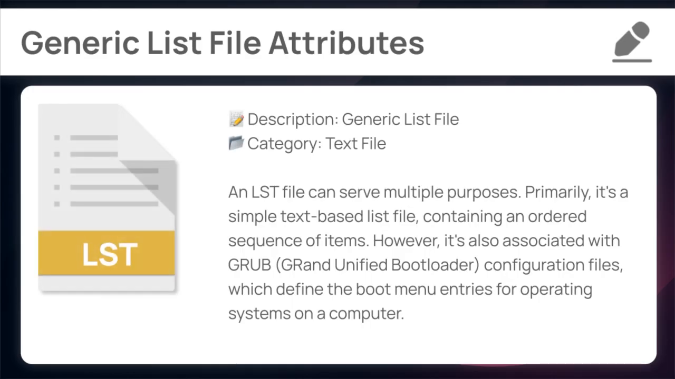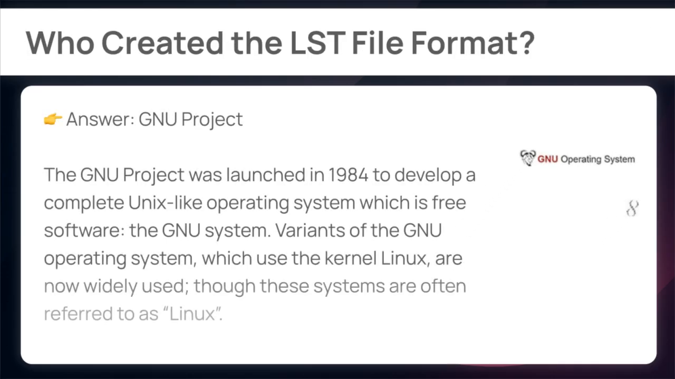However, it's also associated with GRUB, Grand Unified Bootloader configuration files, which define the boot menu entries for operating systems on a computer. LST files, when used as simple lists, follow basic text file conventions. GRUB LST files, on the other hand, adhere to a specific syntax defined by the GRUB bootloader. These files contain commands and parameters that control the boot process, including kernel selection and boot options.